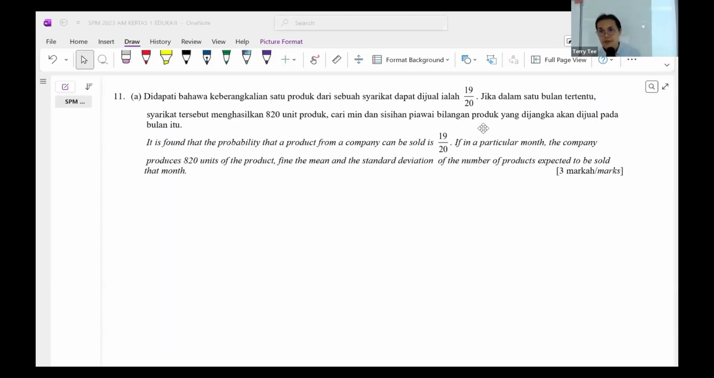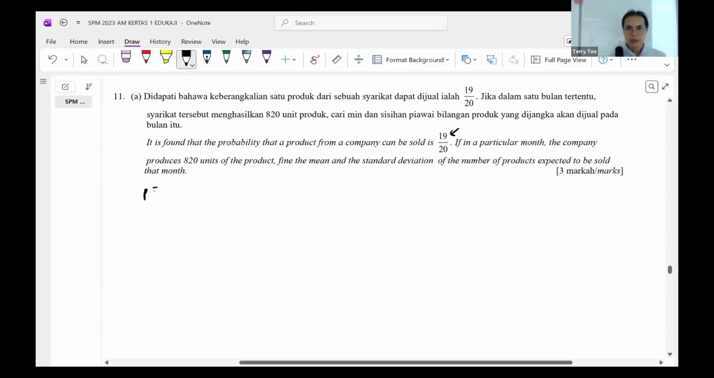Okay, this is Form 5, Chapter 5, a probability distribution. It is found that the probability that a product from a company can be sold is this. So this is your small p. The probability is 19/20. If in a particular month the company produces 820 units of the product, your n is 820. Find the mean and standard deviation.